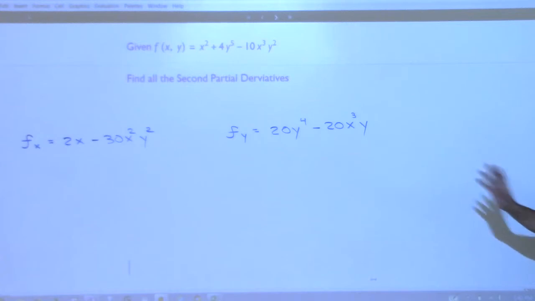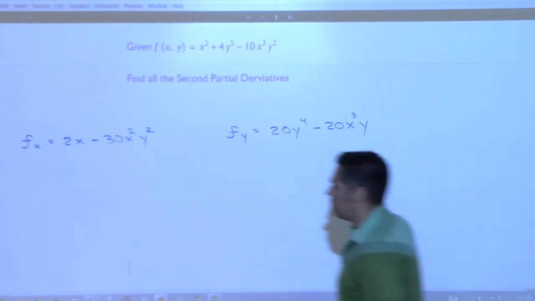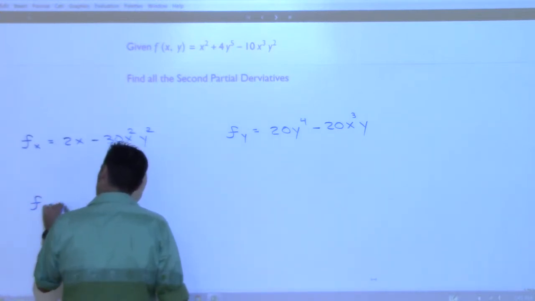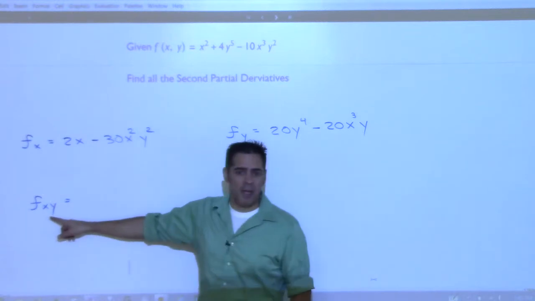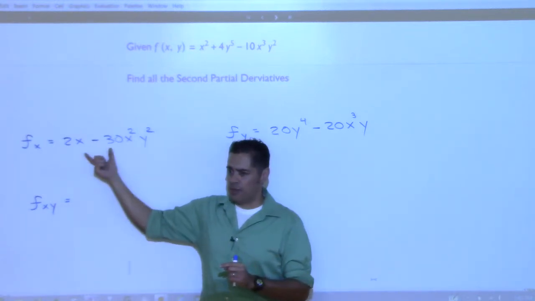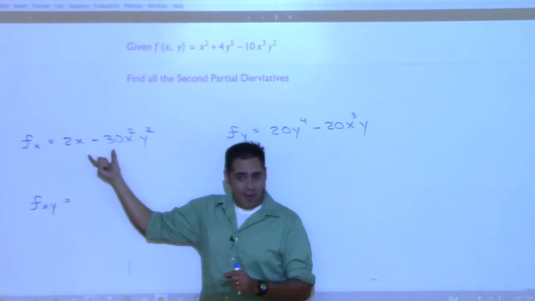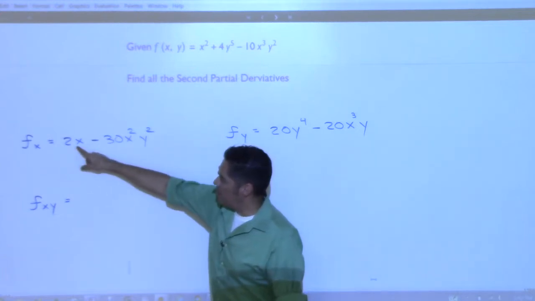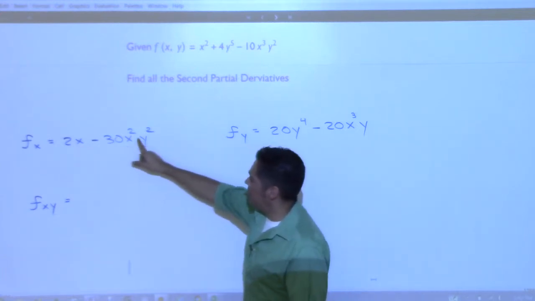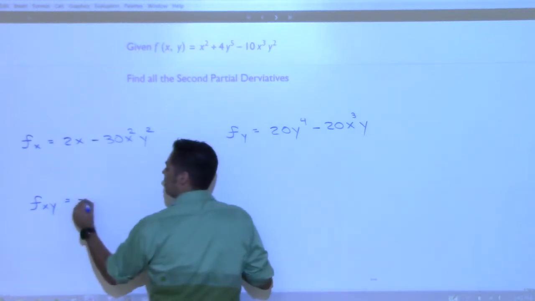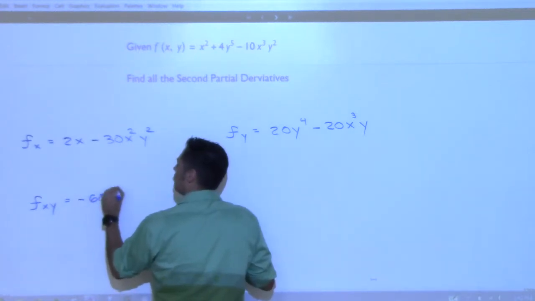All right, so I have not found any second partials yet, right? Those are just the first partials. Now let's get the second partials. So what about f_xy? So that means you do the partial with respect to x first, right? And then y? Well, we did the partial with respect to x. So now if I look at that and take the partial of that with respect to y, what do I get? So with respect to y, that's 0. And then this is all a constant. So the 2 comes out, so just negative 60x squared y.